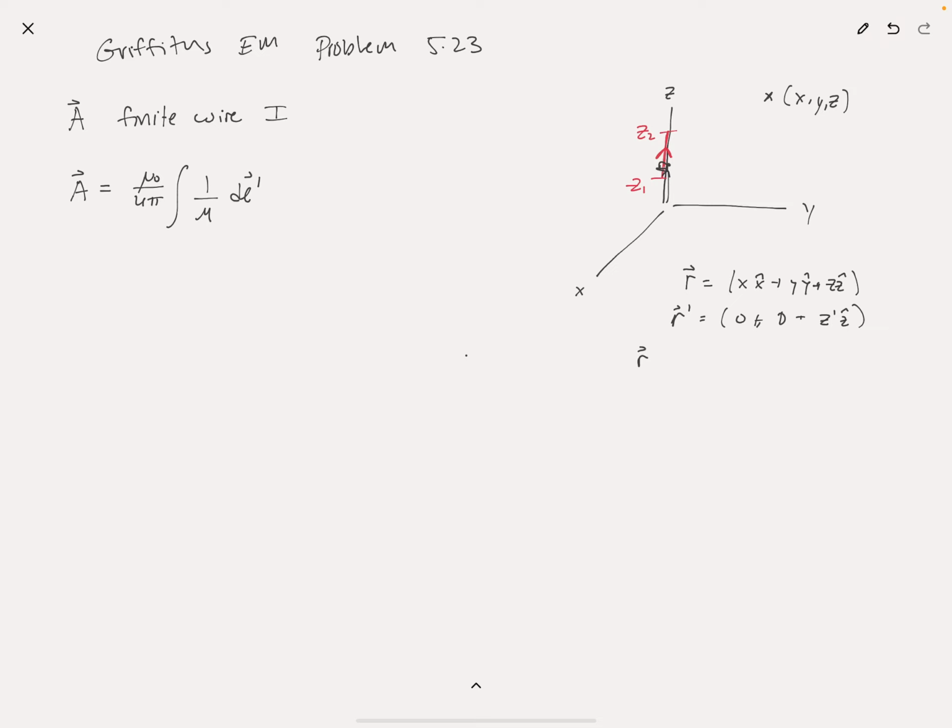And then my script r vector becomes x x hat plus y y hat plus (z minus z prime) z hat. And I don't actually need the vector, I just need the magnitude of that. That becomes the square root of x squared plus y squared plus (z minus z prime) squared, all under the square root. And I see that I can call x squared plus y squared r squared.